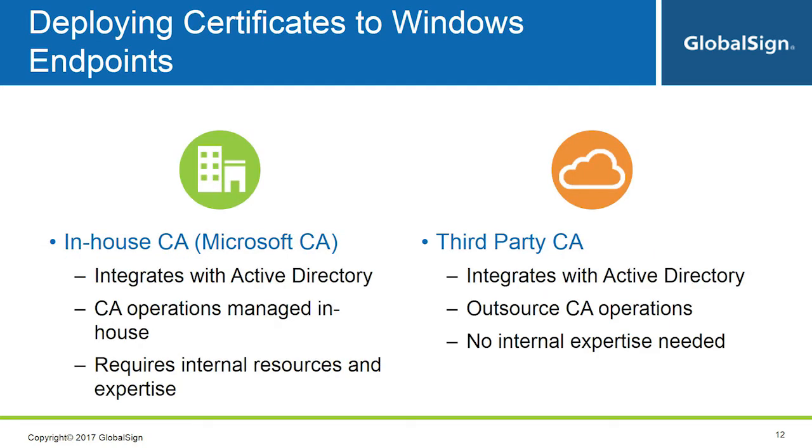So I guess when it comes to deploying certificates to your Windows endpoints, you really have two possible choices. Sure, most of you are familiar with using an in-house CA, such as a Microsoft CA. If you're still using self-signed certificates or OpenSSL-based certificates, I highly recommend you move away from them. They're really difficult to manage. So start looking at other options that are available. So Microsoft CA is definitely one of the options that are available out there. But you can also go with a third-party CA, such as GlobalSign.